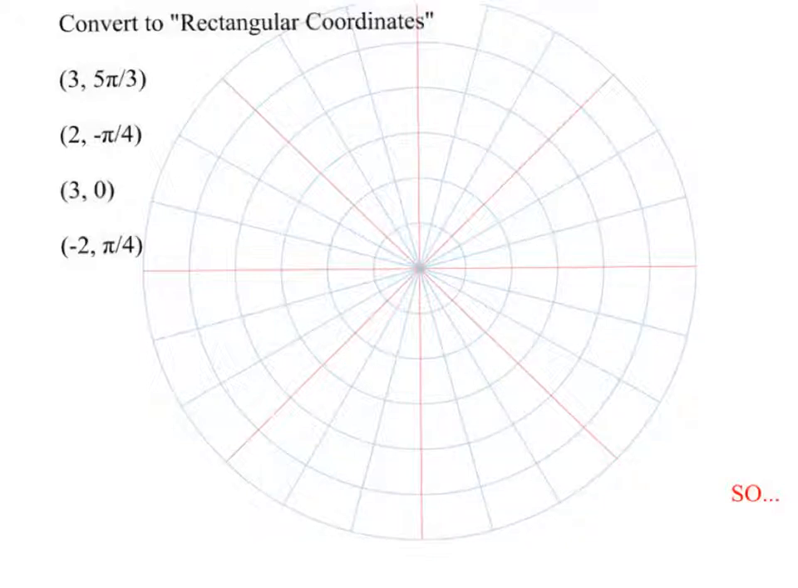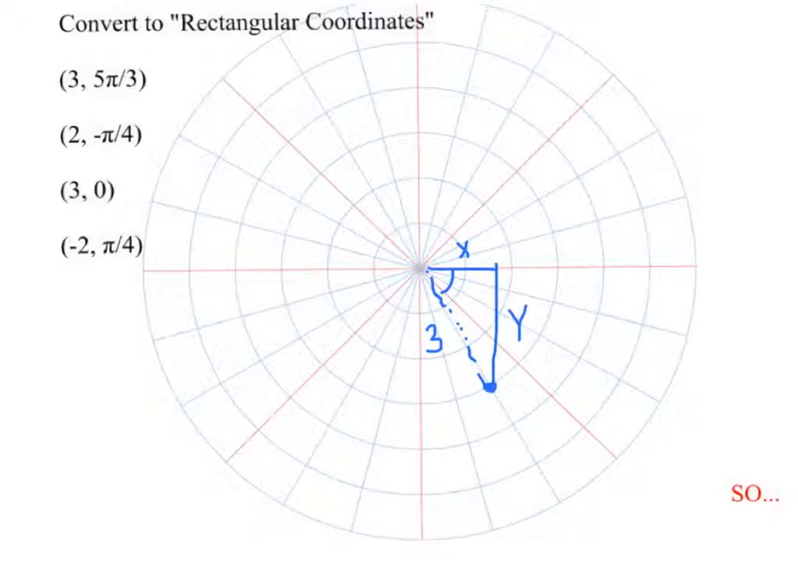So I'm going to start by graphing the point (3, 5π/3). So 5π/3 is in here, out 3 units is right there. Here's what I want to know: what is the x and what is the y that gets me to that point. Now, here's what I know. I know what the angle is, it's negative π/3 or 5π/3, however you want to think about it. And I know the length of the hypotenuse of my triangle is 3.